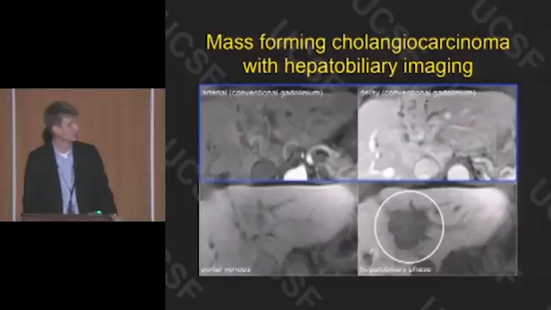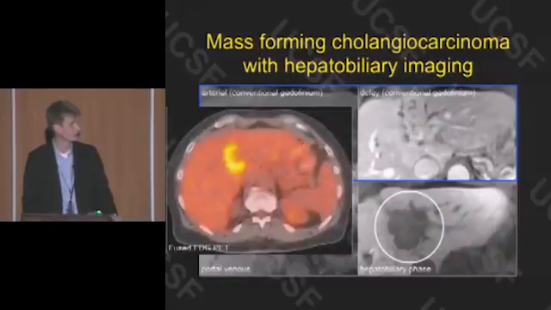Okay, and here it is with the extracellular gadolinium like Omniscan. It's very hard to distinguish where the periphery of this lesion is compared to the normal parenchyma, a lesion that you can see very well with hepatobiliary agents, and this is with PET.